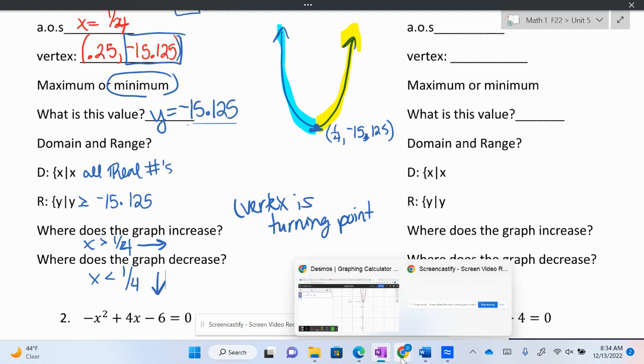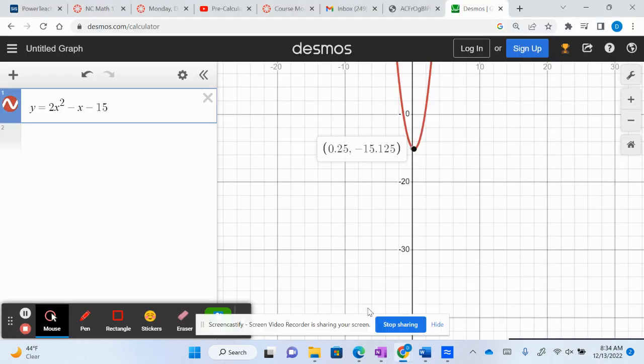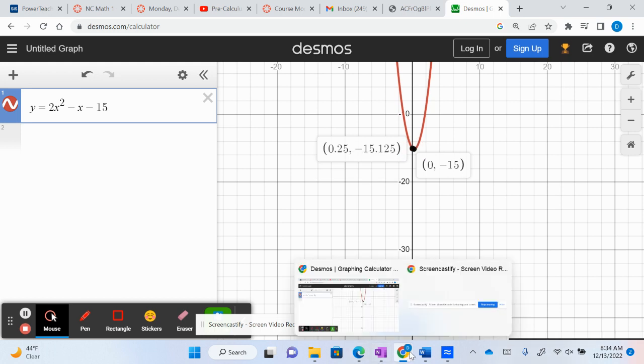And I'm going to show you again on the graph. I just can't draw on this picture. So remember, increasing means all these values are moving upward. They're getting bigger. As x gets bigger, y gets bigger. Decreasing says as x gets bigger, y gets smaller. Okay.